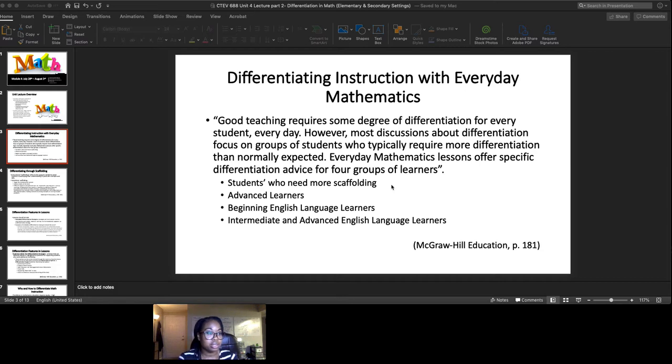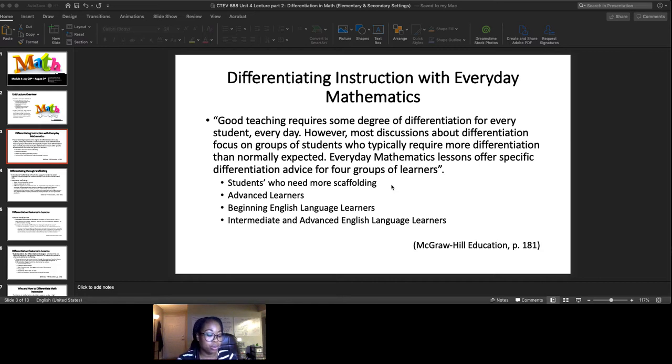But they start off with this quote: "Good teaching requires some degree of differentiation for every student every day. However, most discussions about differentiation focus on groups of students who typically require more differentiation than normally expected." So I think sometimes this is an excellent point to make. We go into a lesson thinking that we're doing all that we can for the students, but really a lot of them need a lot more.